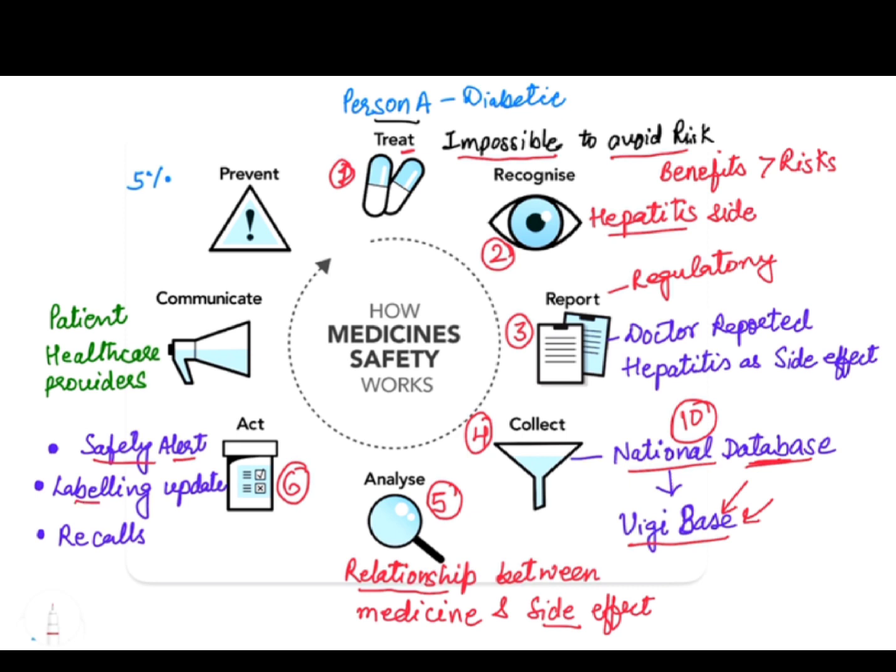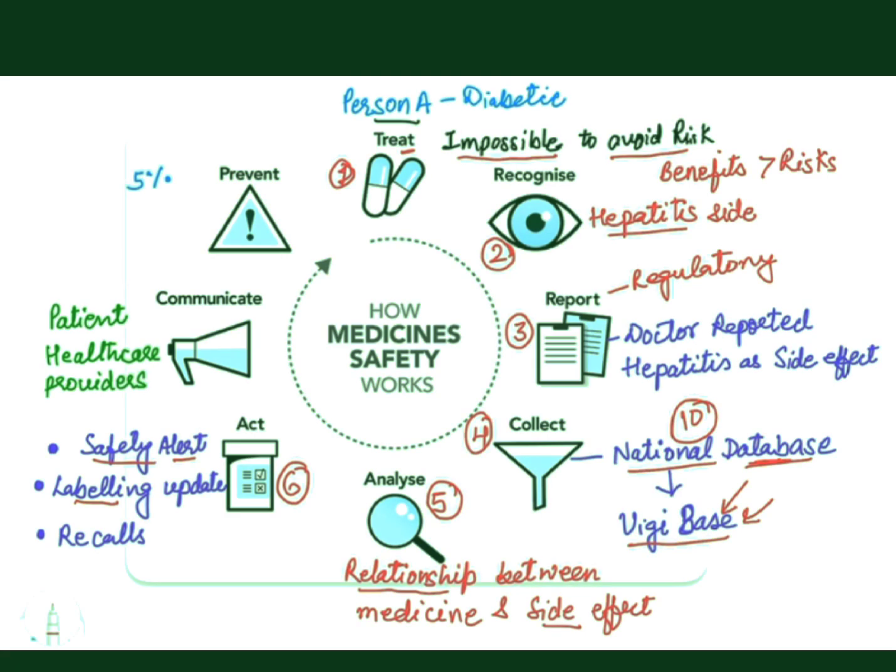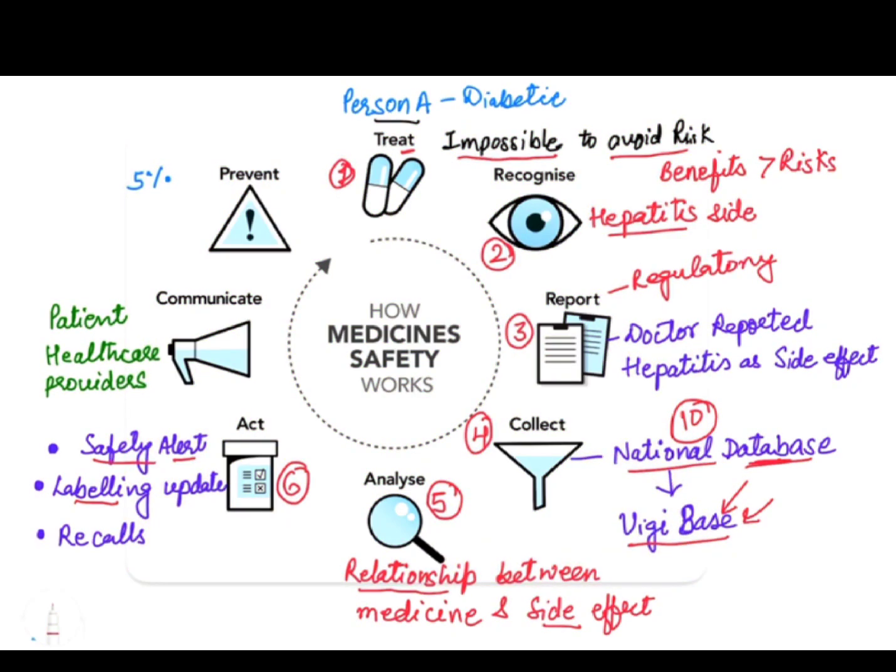That side effect will be added to the SmPC. Another action can be that a labeling update is needed, right? Like maybe for this age group do not prescribe this drug. Or here in this case, for drug X, hepatitis is also a side effect, right? And if it is a very serious side effect, life threatening, or maybe leading to death, the drug can also be recalled from the market. So the regulatory authority acts like this.